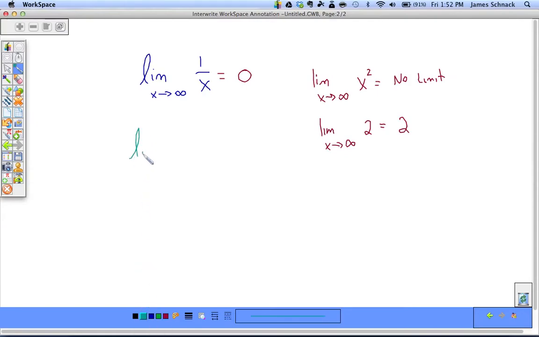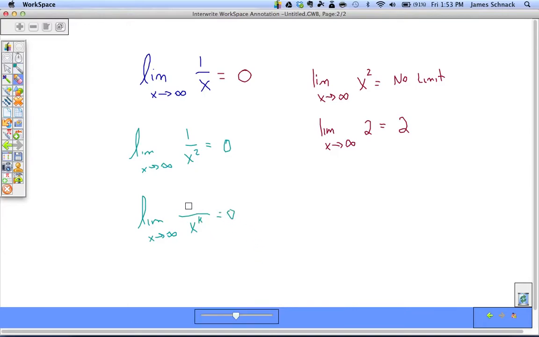What about the limit as x approaches infinity of 1 over x squared? Think about what that would be. Well, 1 over x squared is getting closer and closer to 0 also. And for that matter, the limit as x approaches infinity of 1 over x to any power, call it k, will equal 0. Or for that matter, any number. It could be 7 over x to the k, because this denominator is going to get really, really big compared to the numerator, and it will get closer and closer to 0.